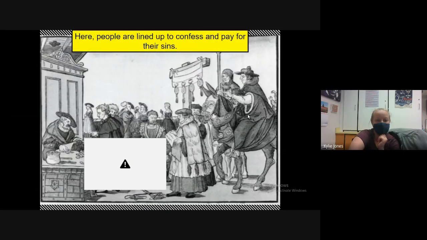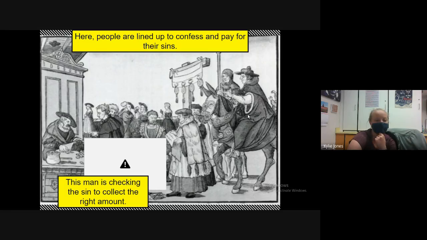Here in this picture, people are lined up to pay for their sins. I'm assuming under that box is something inappropriate, so we're just going to skip it. This man is checking the sins to collect the correct amount. So it's like going up to the grocery store and paying for stuff, but you're paying your sins away. Okay, that's good.